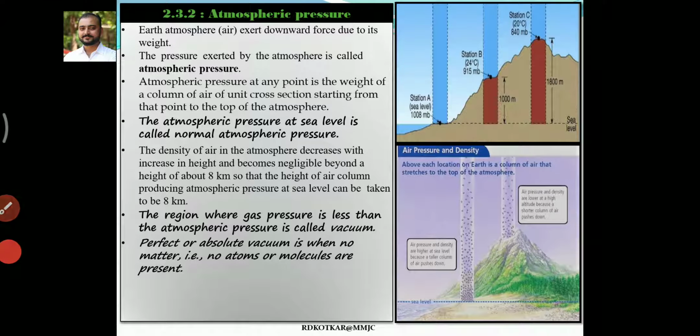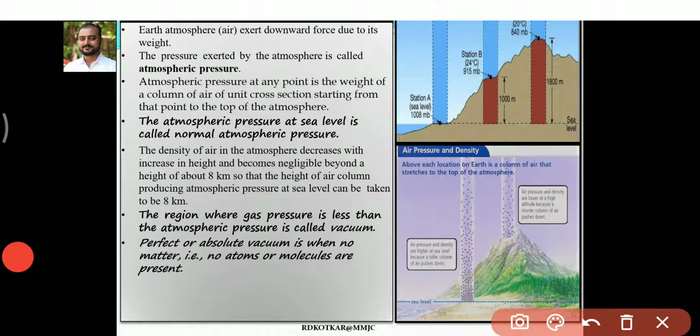Perfect or absolute vacuum means what? What is a perfect vacuum or absolute vacuum? When there is no matter, that is, no atoms or molecules are present in a given place, then it is called perfect or absolute vacuum. Okay, this is a place. Suppose I consider an example, if I just take a can.